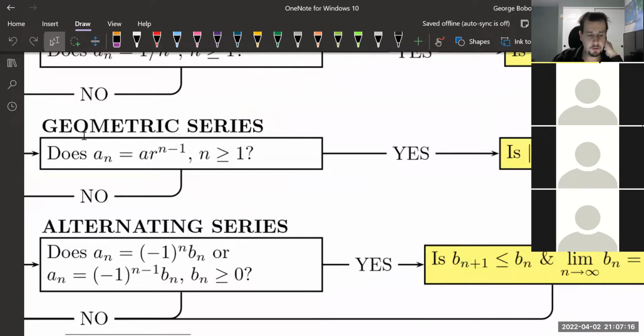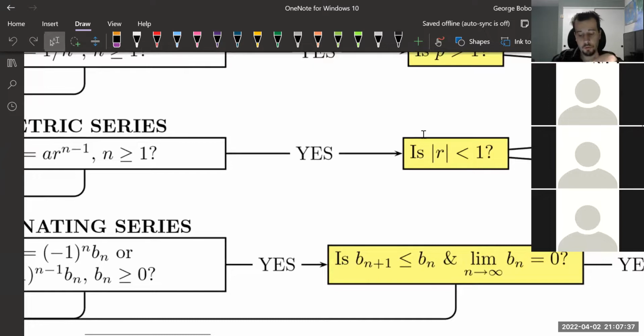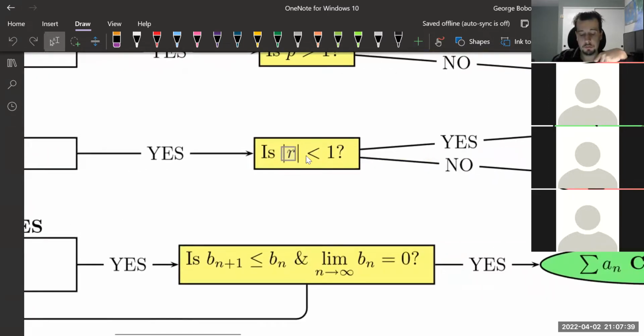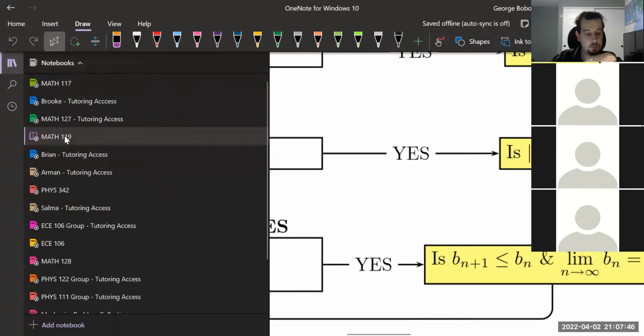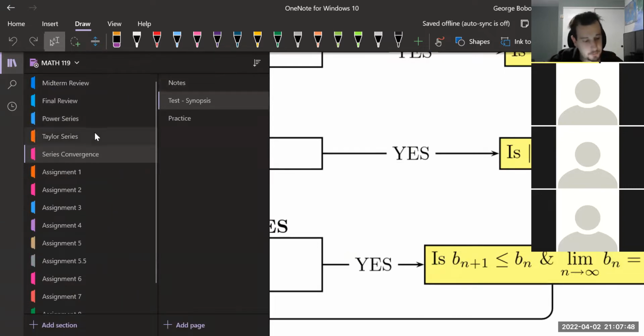Reminds you of anything here with this guy, the geometric series? It's a geometric series. It is. Our A value right now is 1. Our R value is 1/2. And we have here basically n minus 1 exactly. Okay. And if so, is that R less than 1? So for us, I'm just going to go back and show you in the notes again.